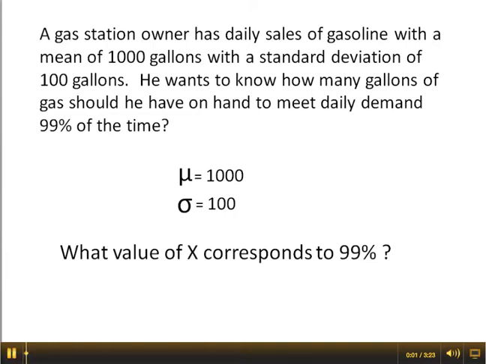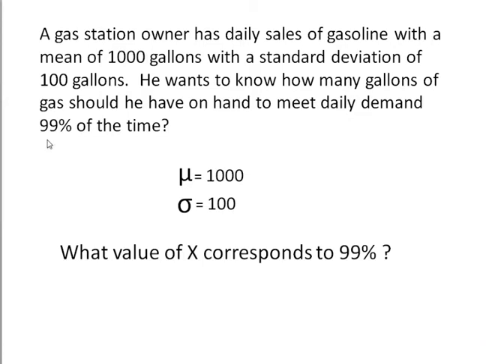Sometimes we need to use the normal distribution in sort of a backwards fashion. Let's take a look at this problem and you'll see what I mean. Here we're back at the gas station and the owner still has daily sales of 1,000 gallons per day and a standard deviation of 100 gallons. But now he wants to know how many gallons of gas should he have on hand to meet the daily demand 99% of the time.